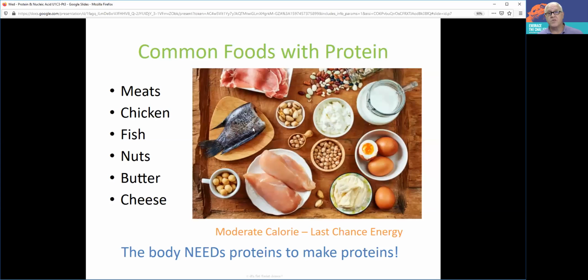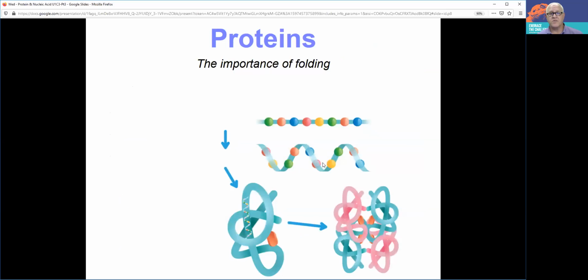There are some common foods with protein: meats, chicken, fish, nuts, butter, cheese, similar to some of the foods we talked about with the lipids. And these are good sources of protein for you. They'll give you about 4 calories per gram for energy. And your body needs proteins to make proteins. So it's very important that you eat a certain amount of proteins every day so your body can use those proteins to help you make more proteins.